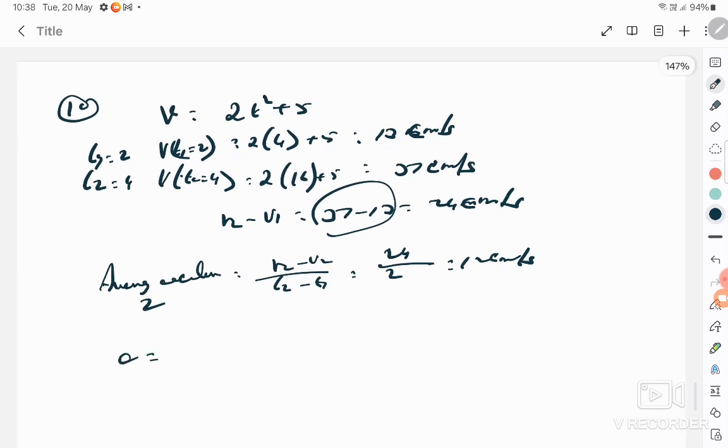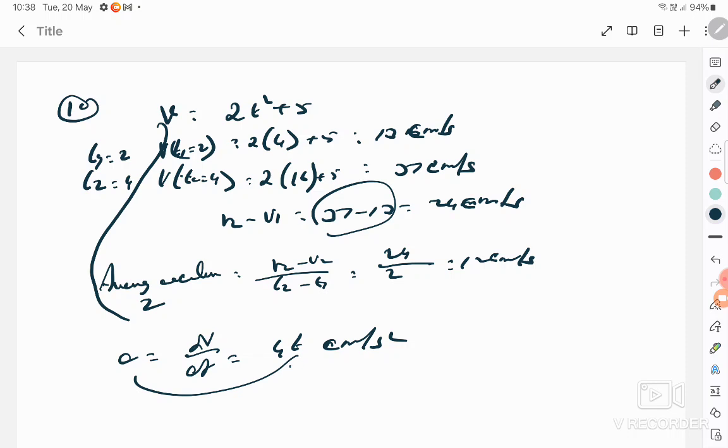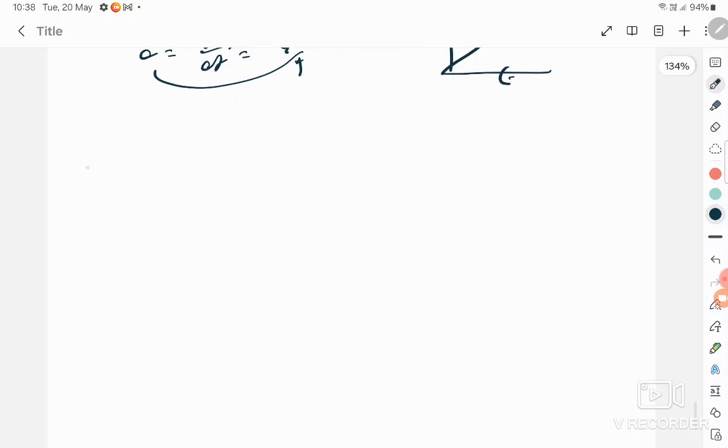Supposing they ask me instantaneous acceleration, that involves dv by dt, in which case I have to take the velocity and differentiate it, which gives 4t, and that is 4 centimeter per second square. It's dependent on time. The acceleration time graph itself is a linear graph because it's dependent on time. So let's go to the 11th question.